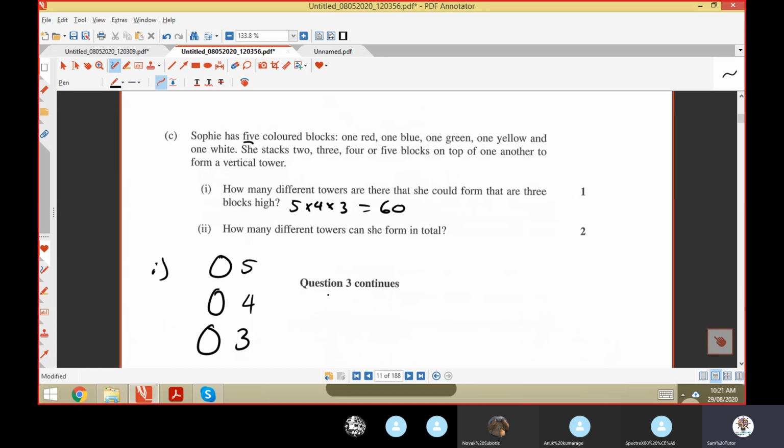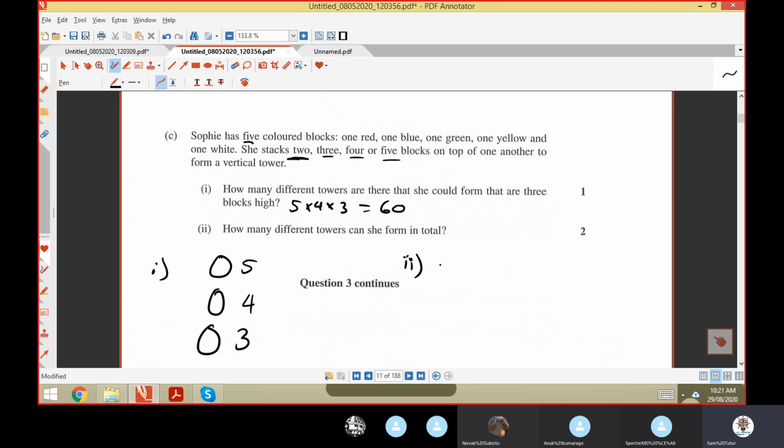Anyone have any issues with I? I like your starting point. Always draw diagrams. Double I. How many different towers can she form in total? So how many different towers? Well, she can form a 2-letter word or a 2-block tower. 3-letter word, 3-block tower. 4-letter word, 4-block tower. 5-letter word, 5-block towers. Oh, done.